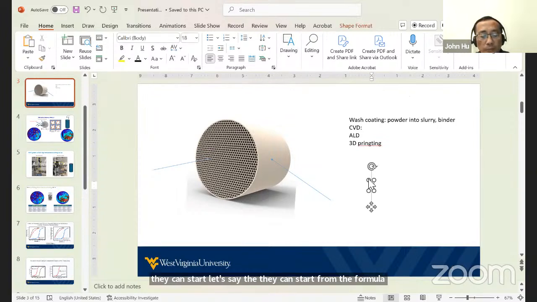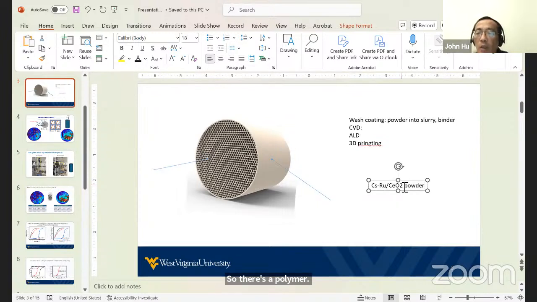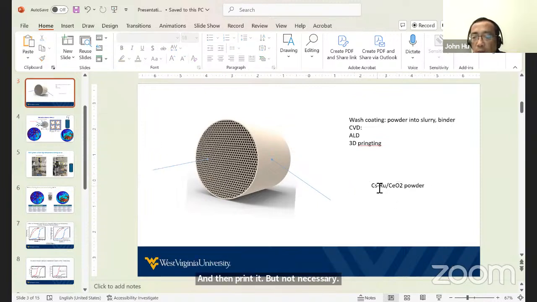So this catalyst is cesium, ruthenium. So this is powder. So you can basically make a slurry wash coat, but in 3D printing, you can do the same thing. You make the powder into slurry, and then print it. But not necessary. In 3D printing, you can print this formula separately.